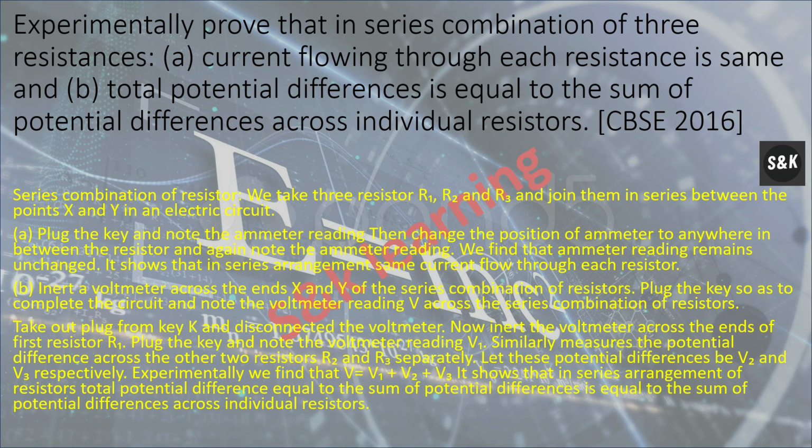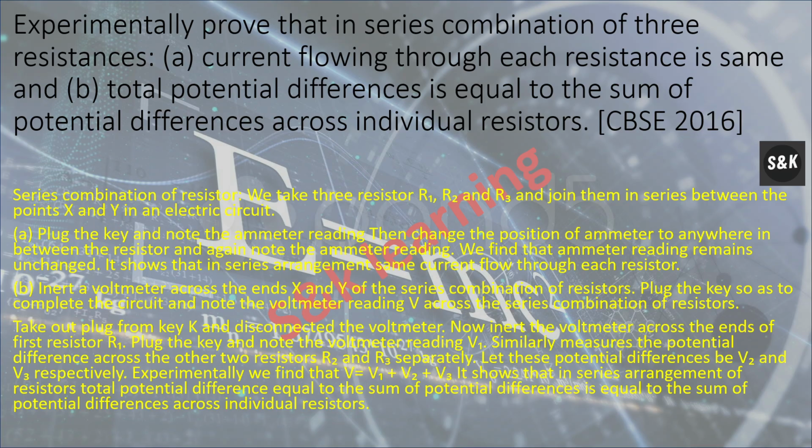Experimentally it is proved that in a series combination of three resistances, the current flowing through each resistance is the same. Plug the key and note the ammeter reading, then change the position of the ammeter to anywhere in between the resistors and again note the ammeter reading. We find that the ammeter reading remains unchanged. It shows that in a series arrangement the same current flows through each resistor.